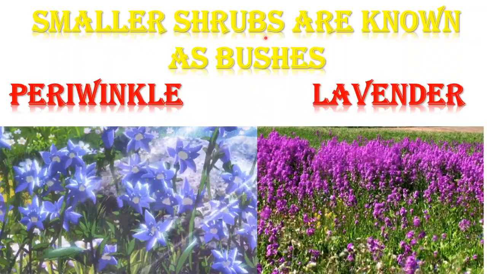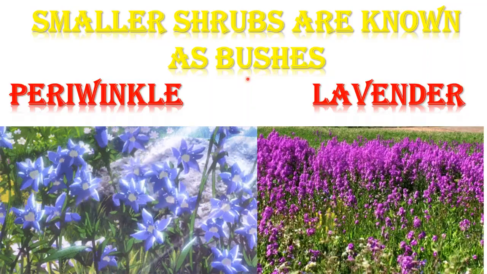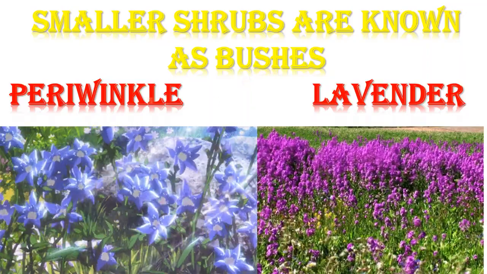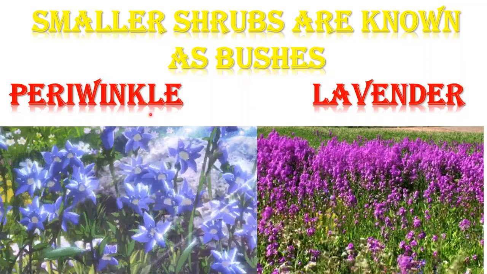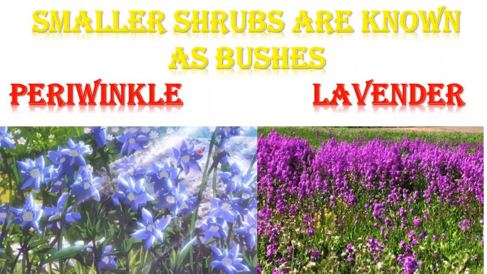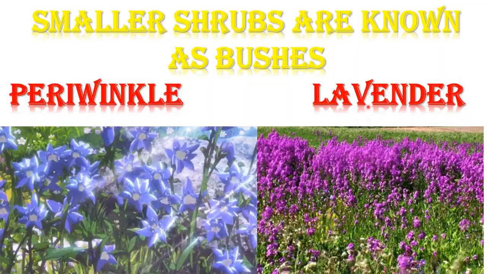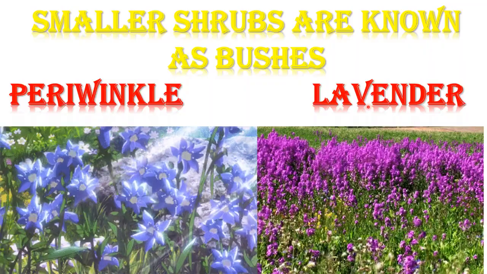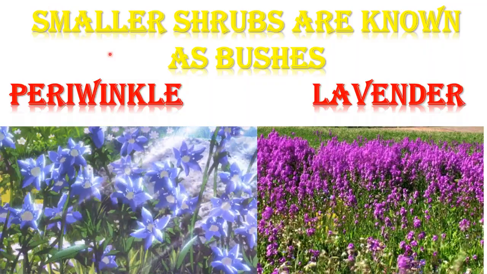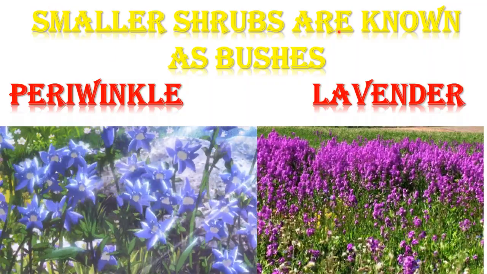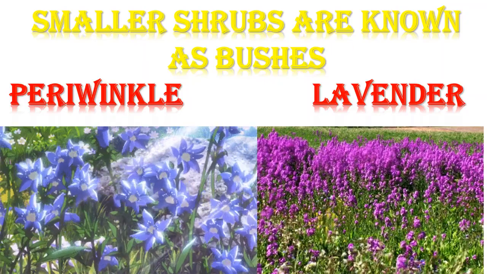Coming to the next, smaller shrubs are known as bushes. Can you see this periwinkle? Lovely, I really want to touch it. And the next example is lavender. So what are bushes basically? These are the smaller shrubs which are known as bushes.